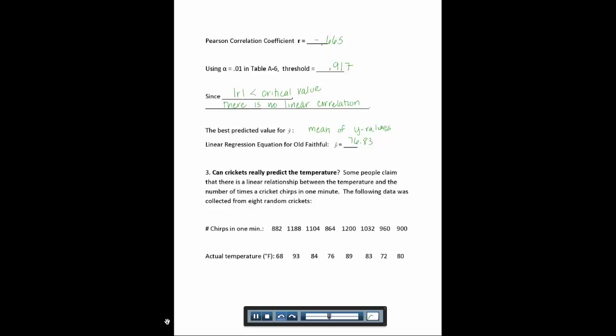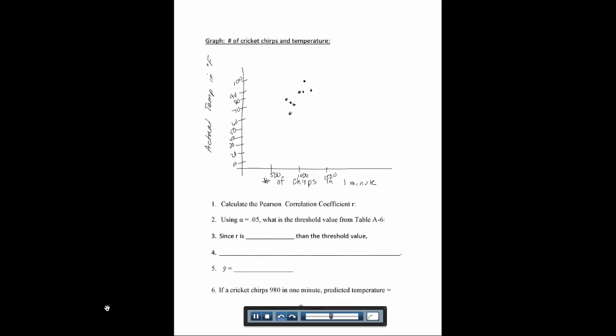Okay, our next problem says, can crickets really predict the temperature? Some people claim that there's a linear relationship between the temperature and the number of times a cricket chirps in 1 minute. The following data was collected from 8 random crickets. So we have their chirps per minute, which we'll put in L1, and the actual temperature we'll put in L2. Now I'll pause this and make our scatter plot. Okay, so here's our scatter plot.